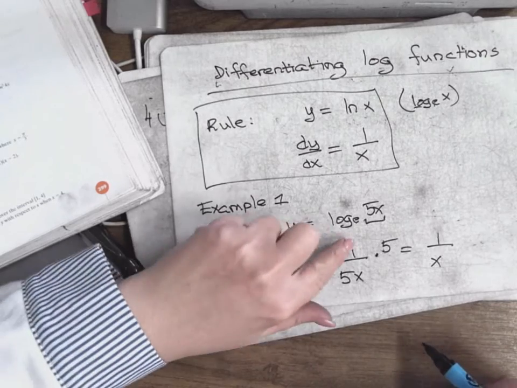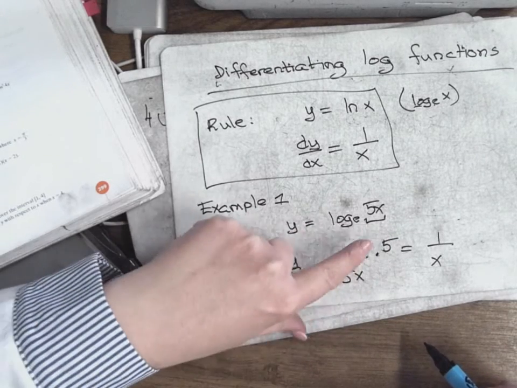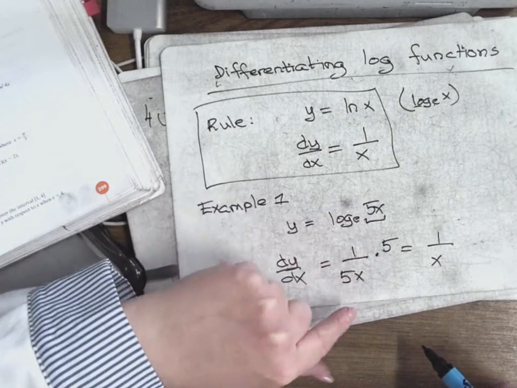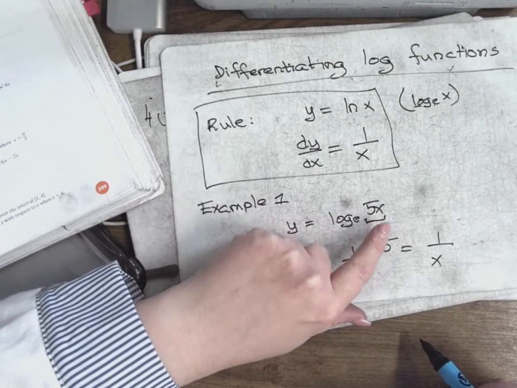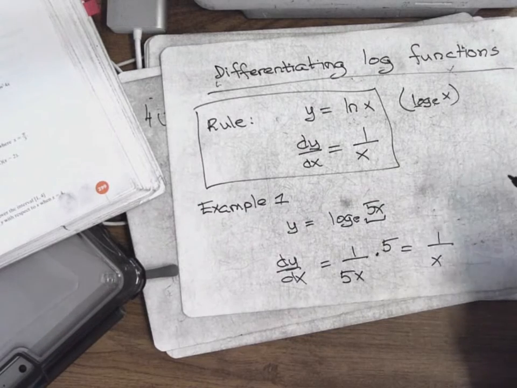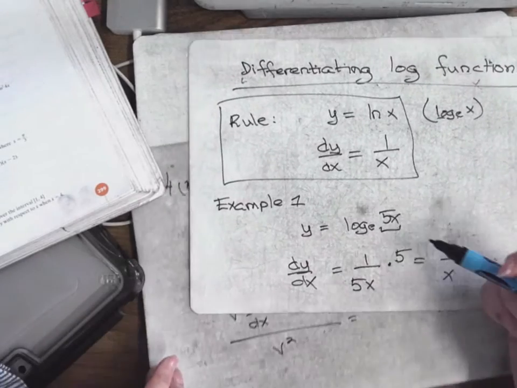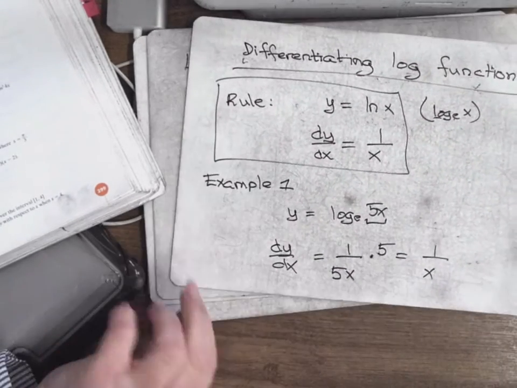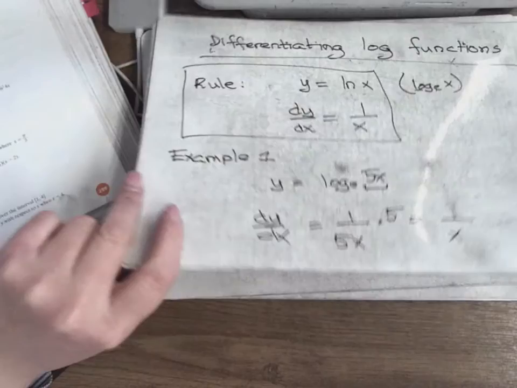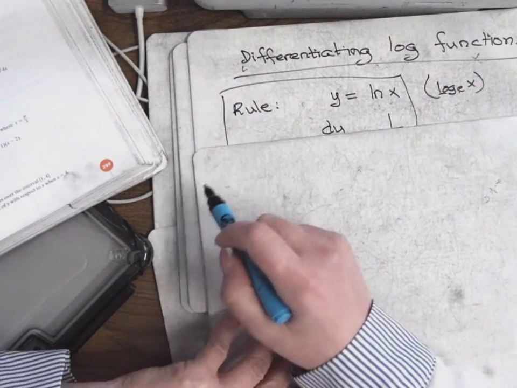So you get 1 over whatever the ln is of, and then you differentiate that, like we have been doing with the e to the power of, with the sines, with the cosines, whatever. You follow the rule and then you differentiate the x term that you're talking about. Okay, example 2.